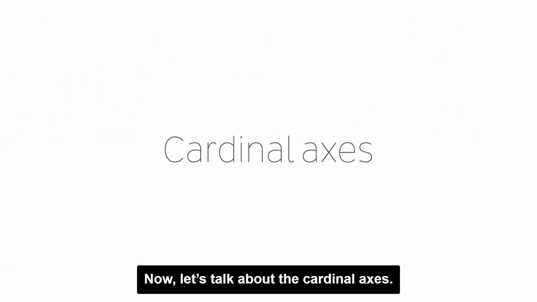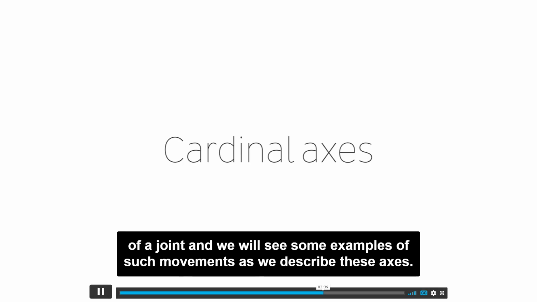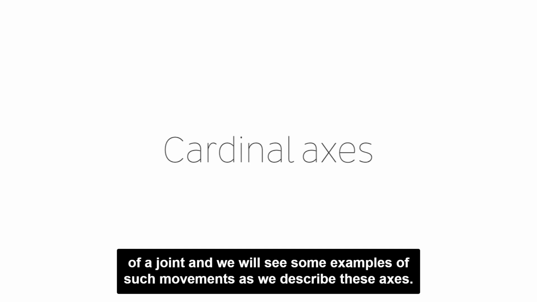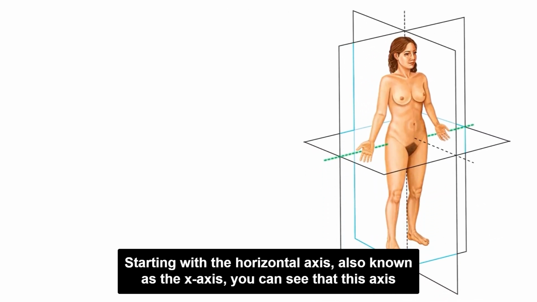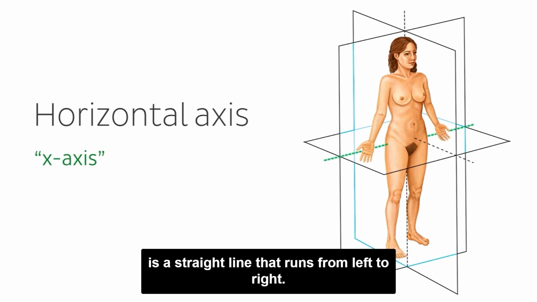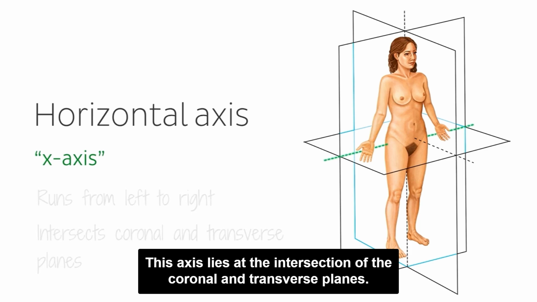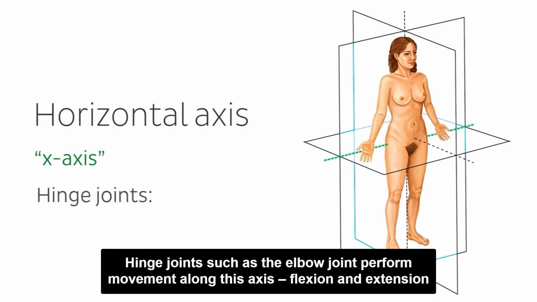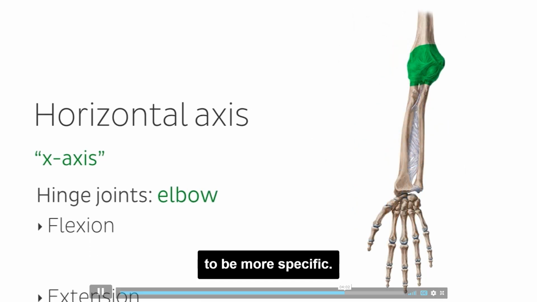Now let's talk about the cardinal axes. As I mentioned earlier, we refer to these axes most often when we talk about the movement of a joint, and we will see some examples of such movements as we describe these axes. Starting with the horizontal axis, also known as the x-axis, you can see that this axis is a straight line that runs from left to right. This axis lies at the intersection of the coronal and transverse planes. Hinge joints, such as the elbow joint, perform movement along this axis. Flexion and extension to be more specific.